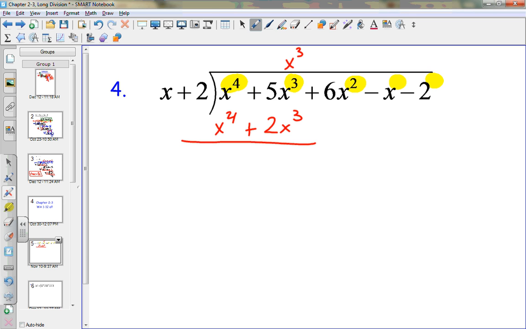What do I do? Subtract. Subtracting a quantity, since I'm subtracting a quantity, the signs change. This becomes positive, that becomes negative. That becomes negative. My x to the fourth cancel out, and this is going to give me 3x cubed plus 6x squared minus x minus 2.